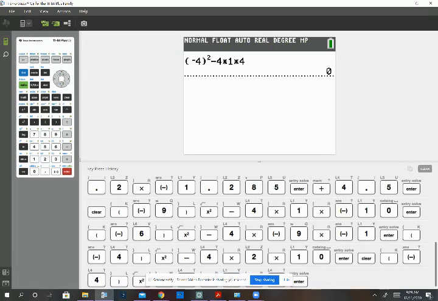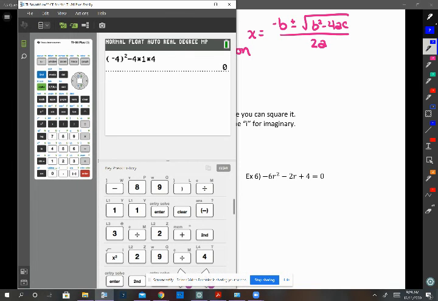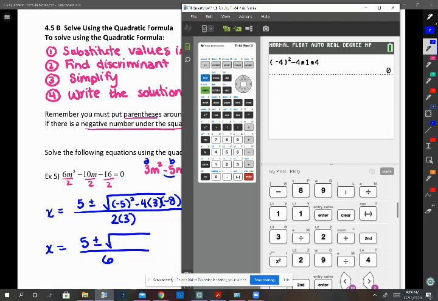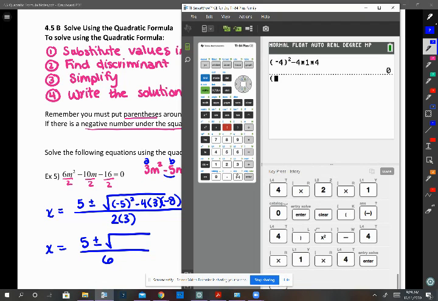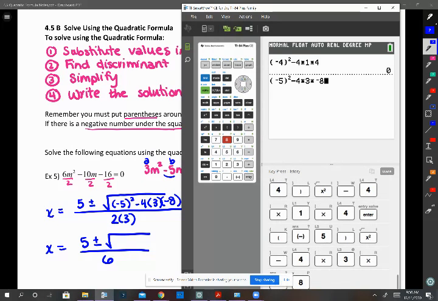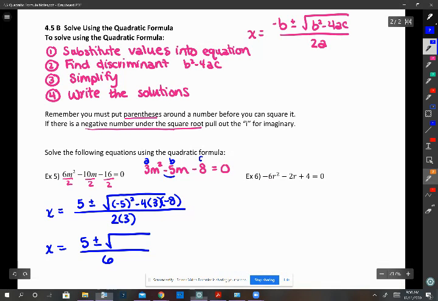All right, so we're going to plug in parentheses, negative 5 squared. And then it will be minus 4 times 3 times negative 8. And so we get 121. So that's the number that's going to go underneath. And so that's that first step I said, or second step.